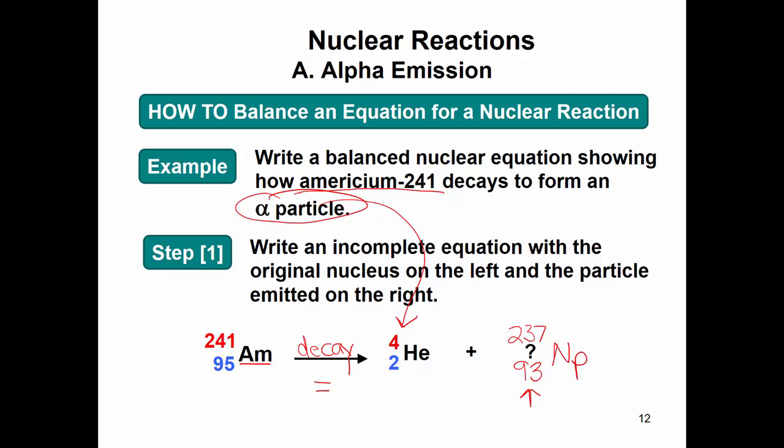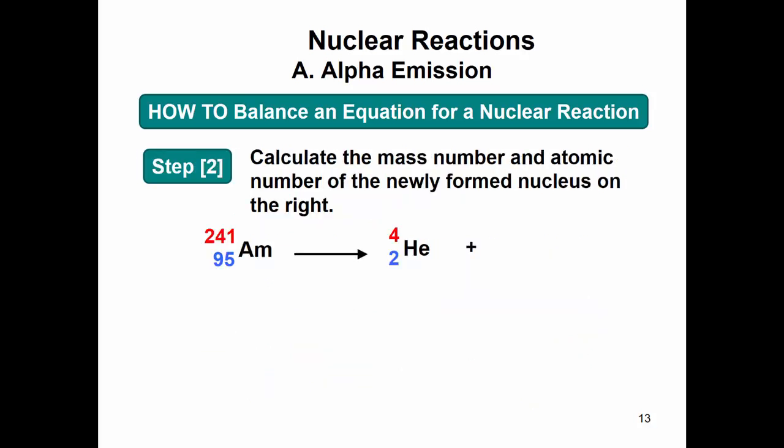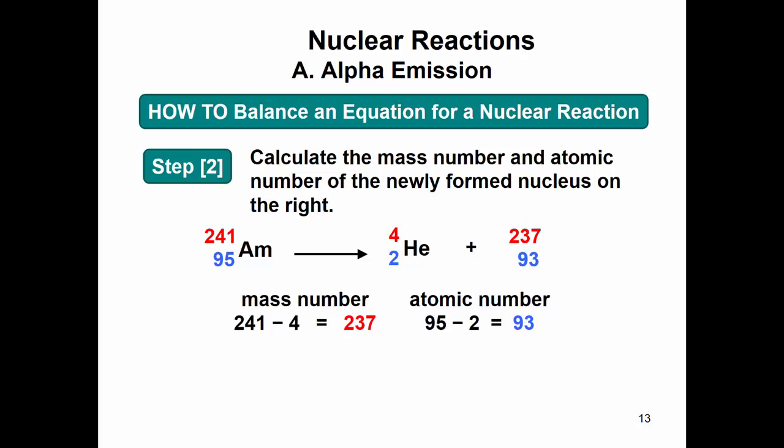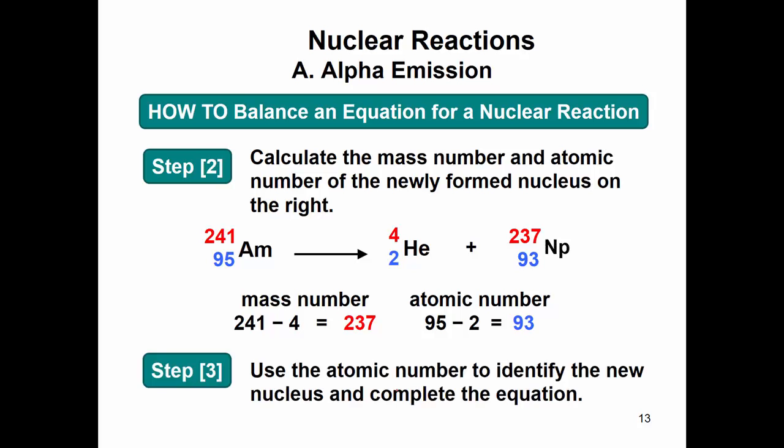Okay, and now I know that the difference here in my nuclear reaction is I am emitting a particle. Here it's an alpha particle, and I'm going from one isotope to a different isotope in this nuclear reaction. So we already did this: 241 minus 4 is 237, 95 minus 2 is 93. Then we use the atomic number to identify the new nucleus. Atomic number is 93, and that completes the equation.